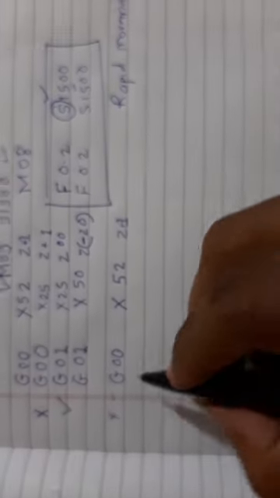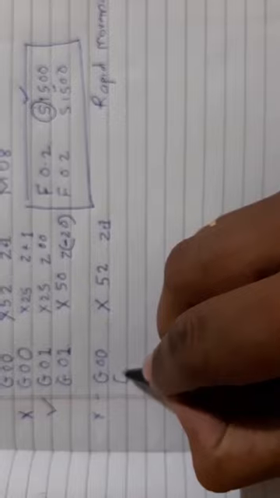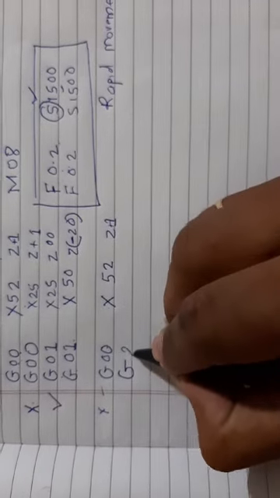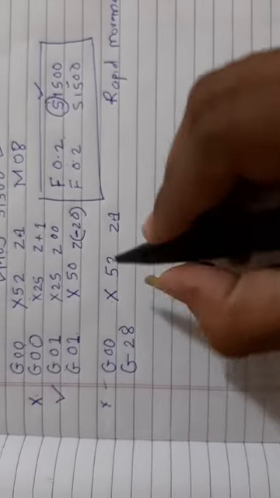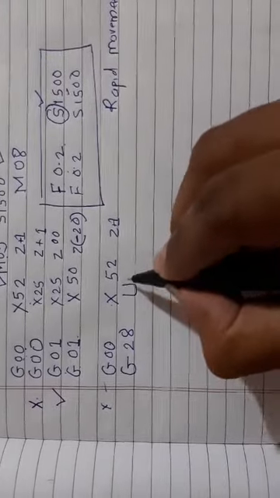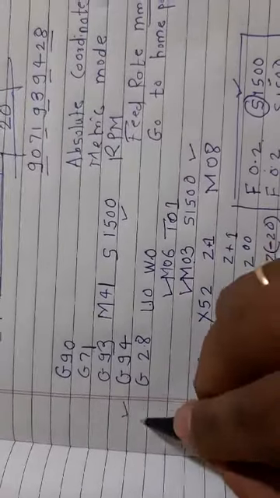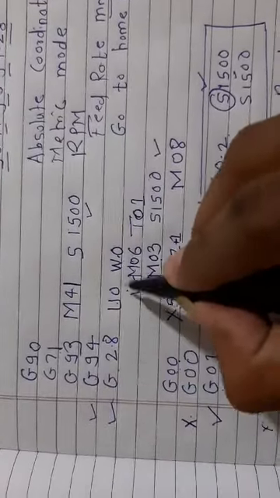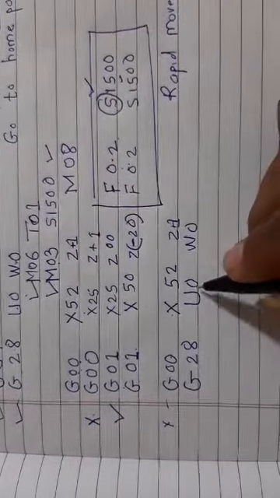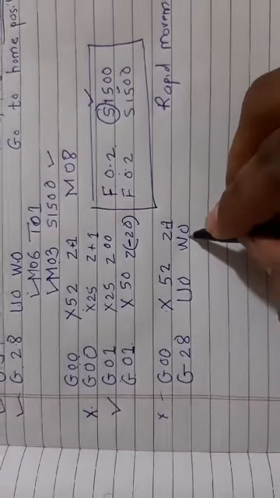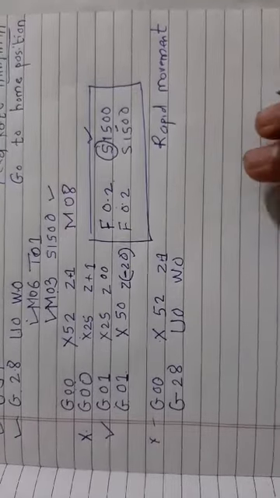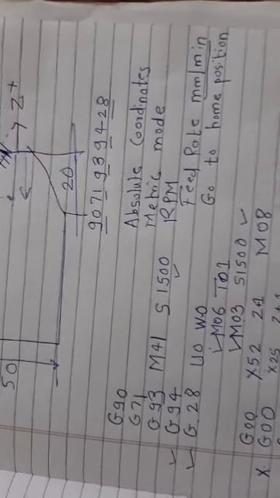Now next is that we have to send the tool to machine 0, that is G28. I will write here G28. Once again write U0 and W0 as we have written at the start here. G28, U0 and W0, same thing you write here, U0 and W0. So here the program is over, means all manufacturing operations are over.